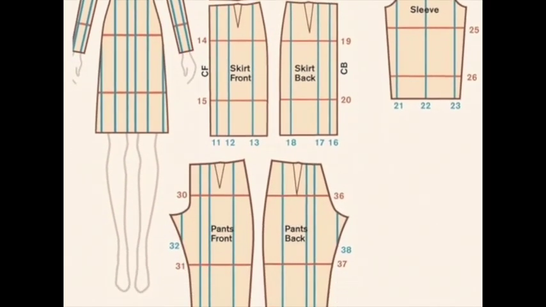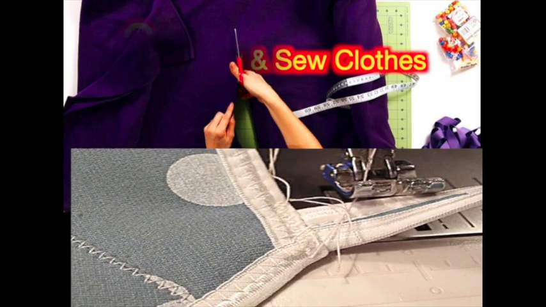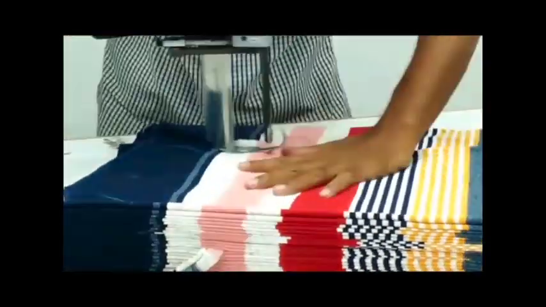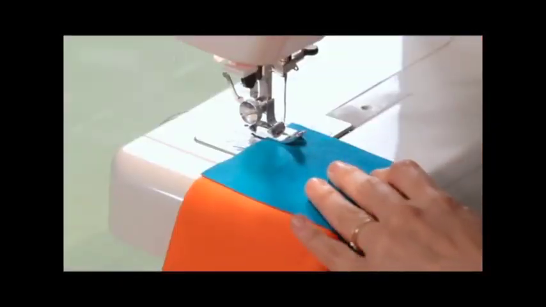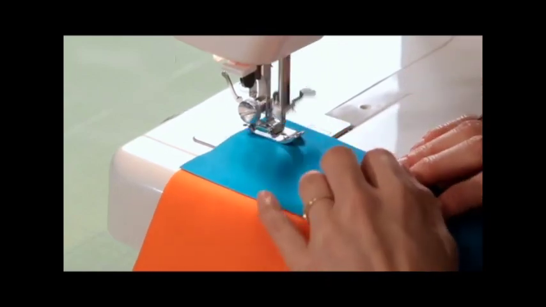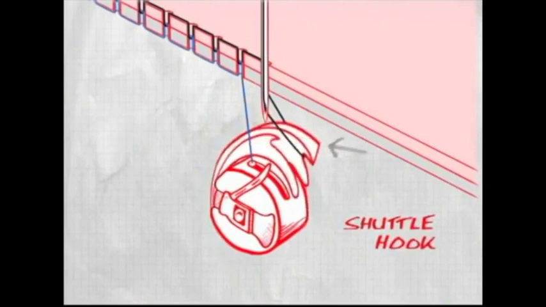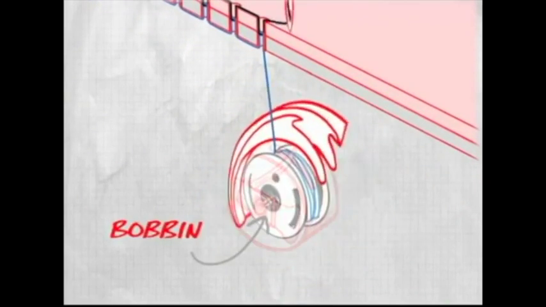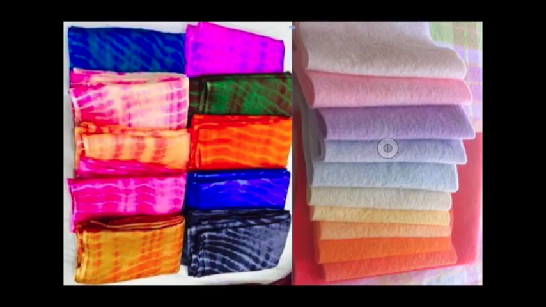Next, we need to shape the cloth. 6. Cut and sew clothes. First, sharp wedge-shaped blades cut layers of cloth into different shaped pieces. Sew the pieces together with 2 threads. 1 thread in a needle comes down and makes a loop. The 2nd thread goes through the loop to make a stitch. Stitches hold clothes together.